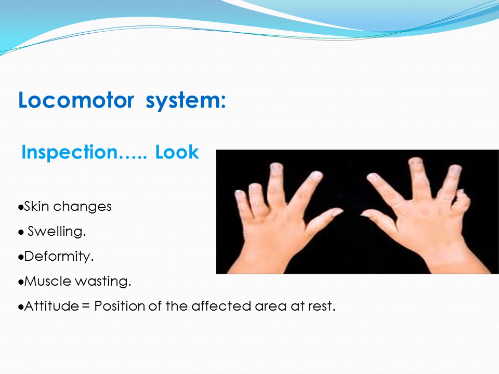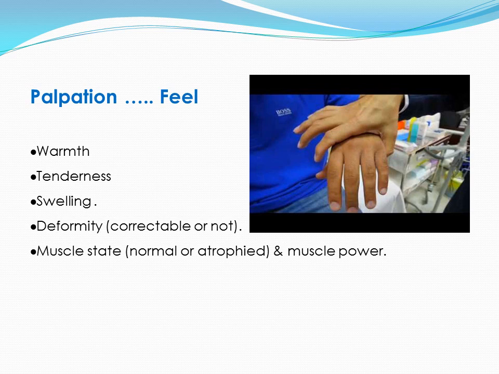The locomotor system examination includes inspection, palpation, and movement. As regards inspection, we should carefully examine the patient for any skin changes, swelling, deformity, muscle wasting, and attitude, or the position of the affected area at rest, which is very important. By palpation, we can notice the warmth, tenderness, or swelling of the affected joint, the deformity, whether it's correctable or not, and the muscle state, whether normal or atrophied, and the muscle power.